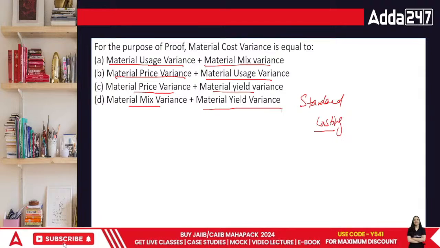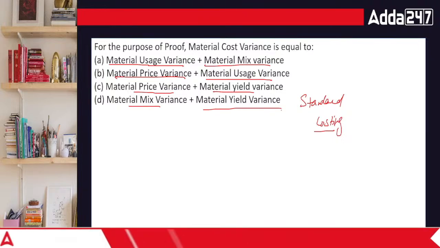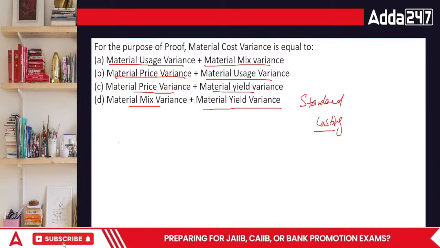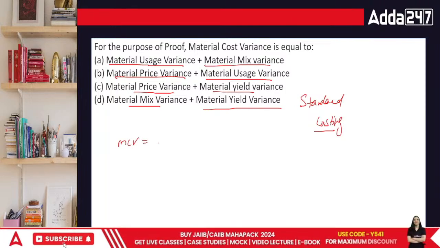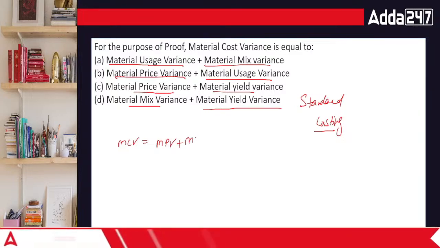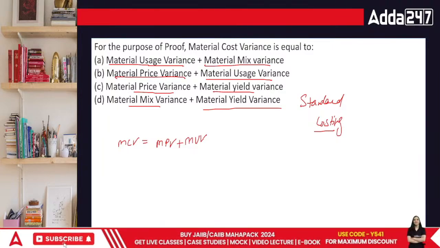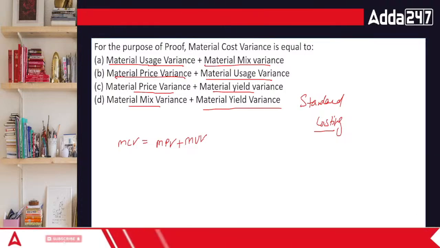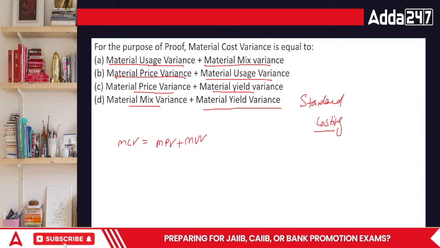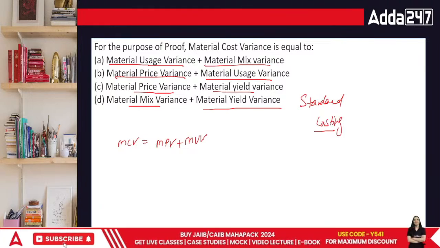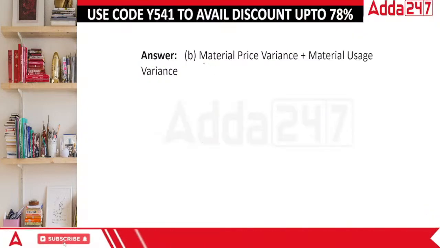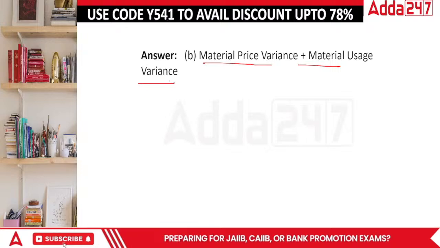What's the answer according to you? Basically now, MCV, that is material cost variance, is equal to material price variance plus material usage variance. So what's going to be right? The correct answer is MCV is equal to MPV, that is based upon price, and the other is based upon usage. What kind of material is used where exactly? So in this case, the correct answer is MPV plus MUV.